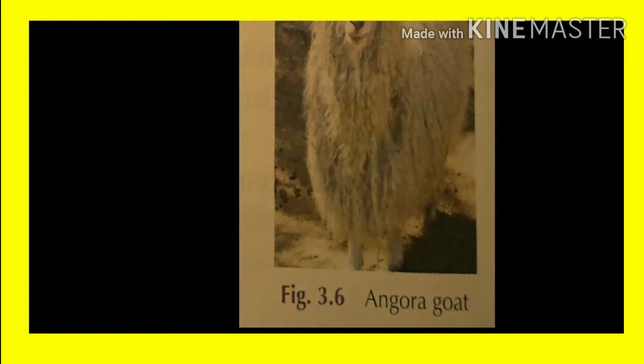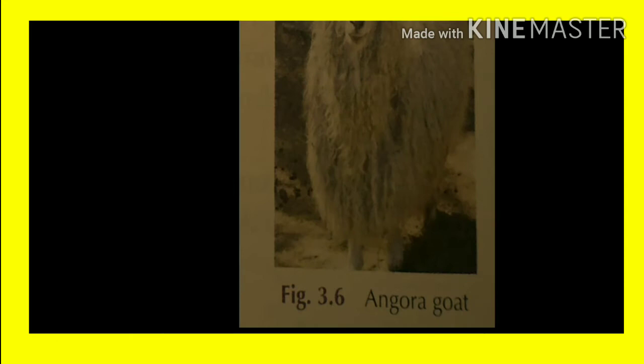So let's see the picture which is given on the screen. This is the picture of Angora goat. So students, the Angora goat is originally from the Angora region in Turkey. Angora wool is obtained from Angora goats. Angora goats are found in hilly regions such as Jammu and Kashmir.